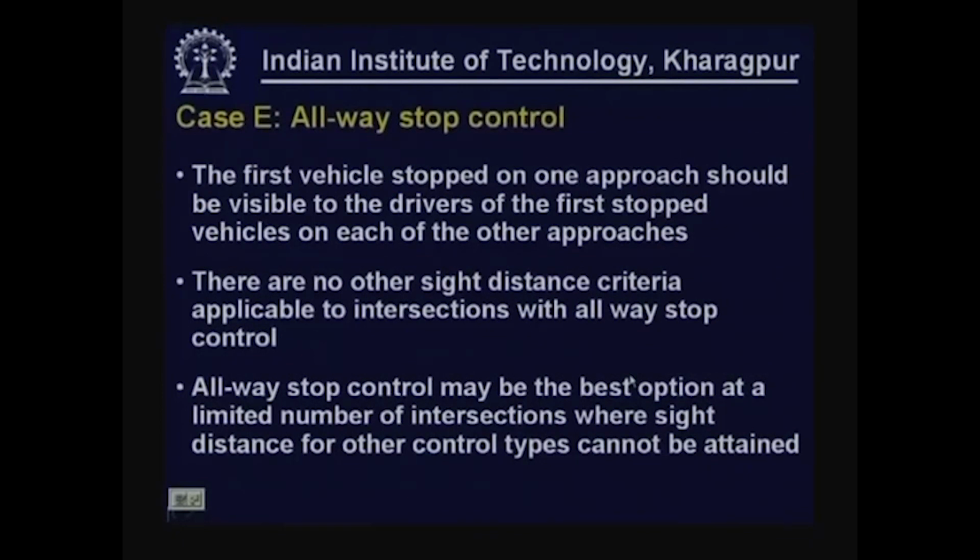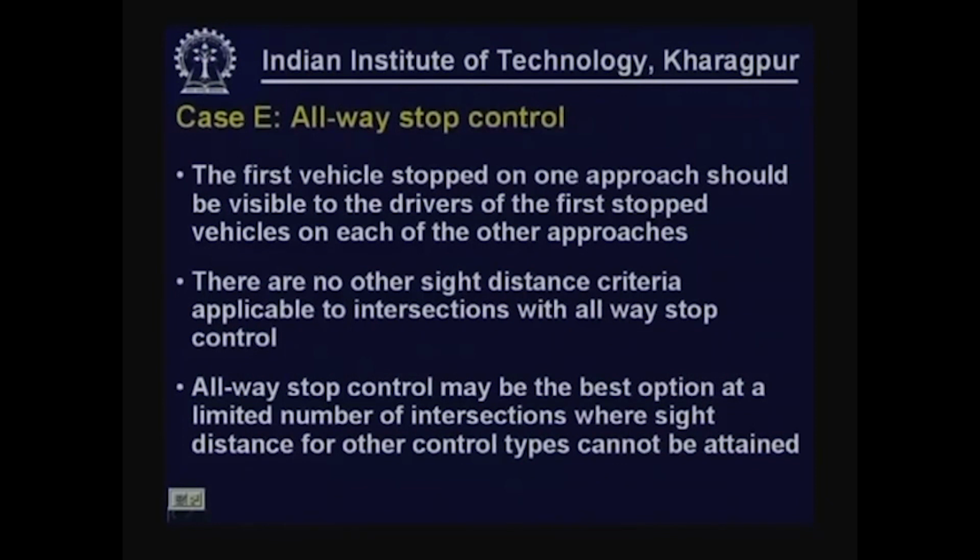Case E is all-way stop control. In this case also, like signal control, the first vehicle stopped on one approach should be visible to the drivers of the first vehicle stopped on each of the other approaches. There are no other side distance criteria applicable for intersections with all-way stop control.